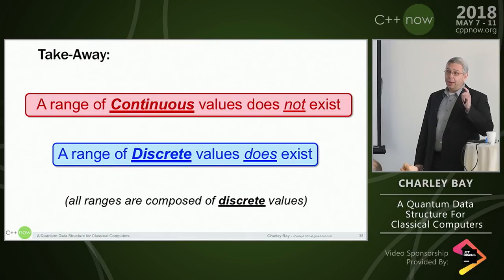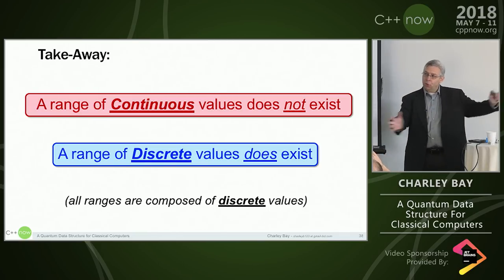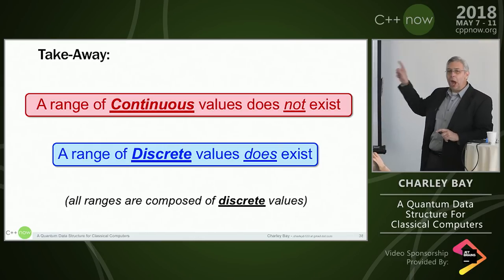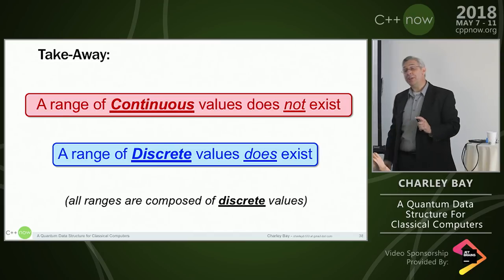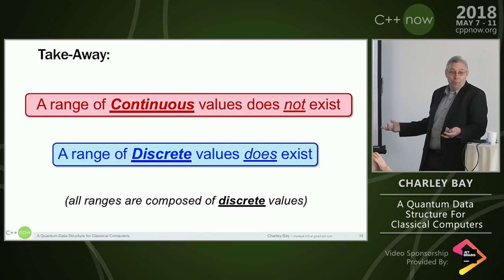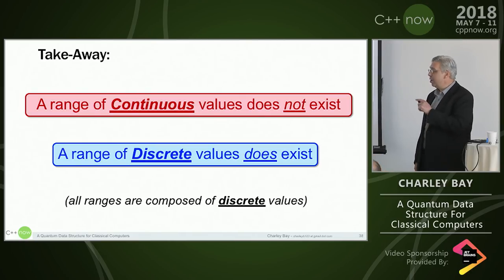Takeaway: a range of continuous values does not exist, has never been shown to exist, and cannot exist. When you go into the quantum universe, the rules of nature, of everything, that's not true. Oh, but the bottom one is true. A range of discrete values does exist. Well, we have floats, we have ints, they work, we kind of have agreement on them. So all ranges are composed of discrete values.